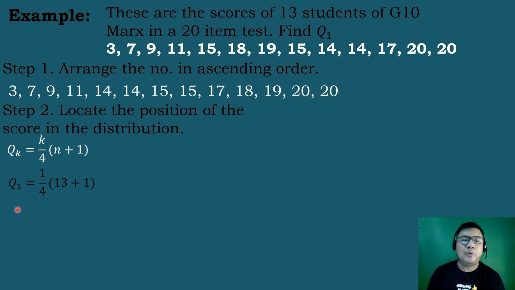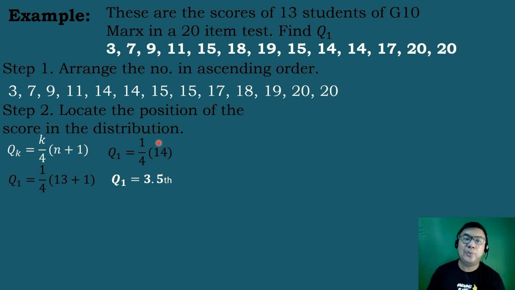So this will become Q sub 1 is equal to the value of k, which is 1, all over 4 times the quantity n plus 1. The value of n is equal to the number of students who took the exam, and that is equal to 13. We will simplify this equation by adding these two numbers. 13 plus 1 will be equal to 14, and then 1 times 14 is equal to 14. 14 divided by 4 is equal to 3.5. Therefore, the location of quartile 1 is at the 3.5th position.